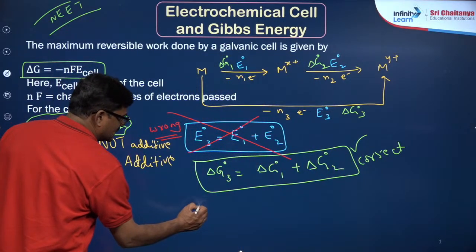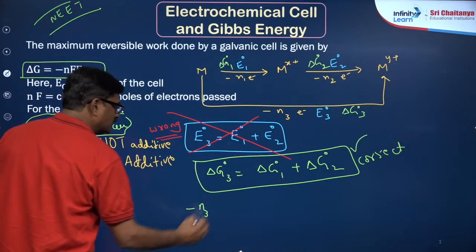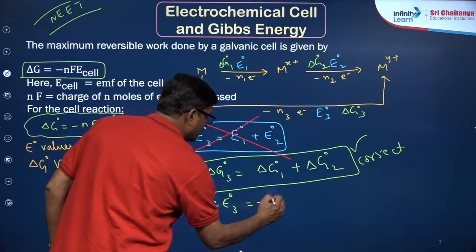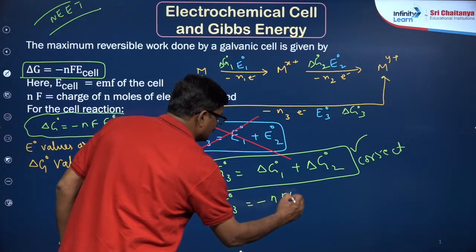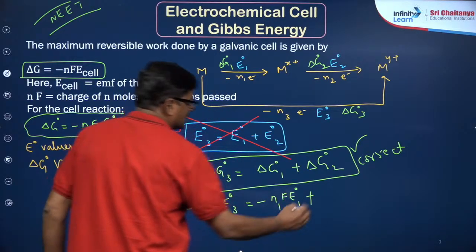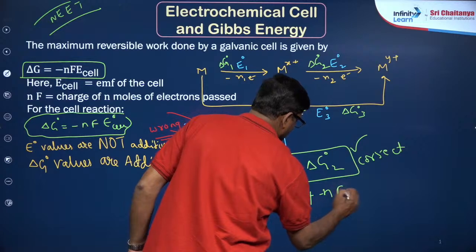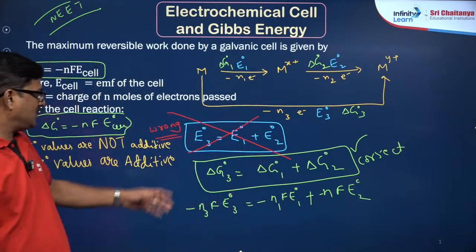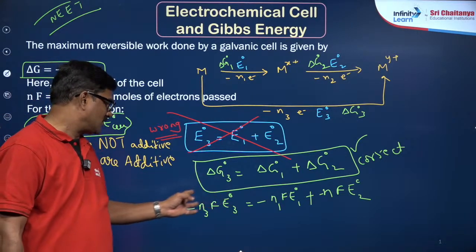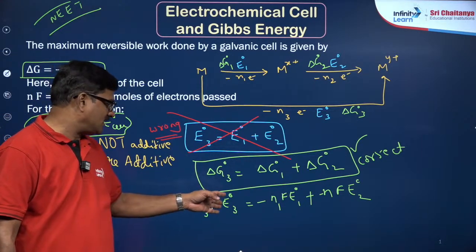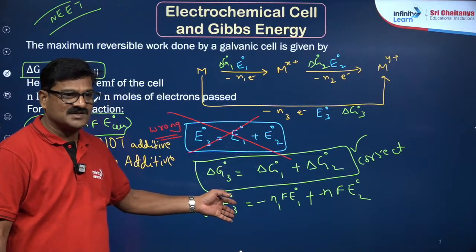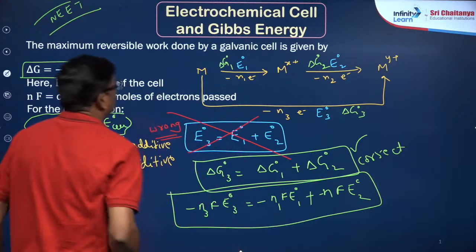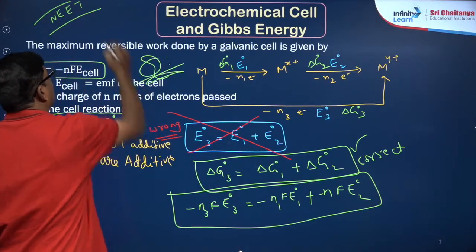So minus n3 F E03 is minus n1 F E01 plus minus n2 F E02. You can say E03 is equal to this, and you can mathematically manipulate it. It's super clear. And from here, how can a question be given in NEET?